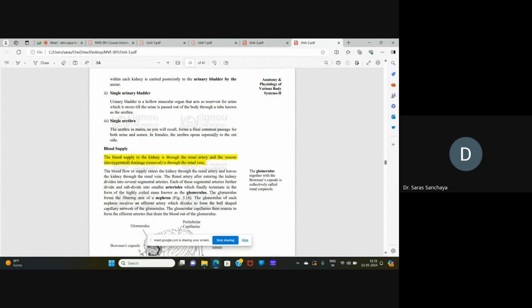Now, blood supply. The blood supply of the kidneys is through the renal artery, and the venous deoxygenated drainage is through the renal vein.